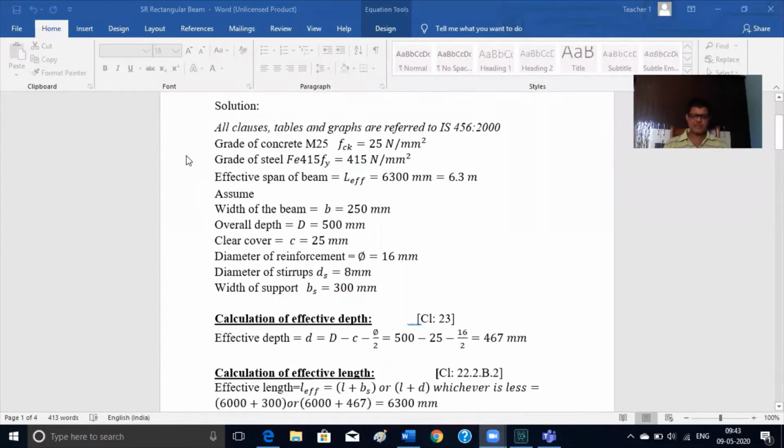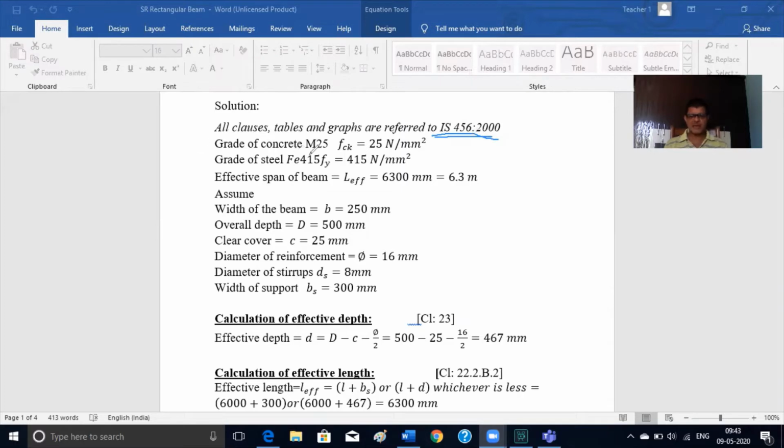Now, what is written here? All the clauses, tables, and graphs that you will find in this problem are all referred to IS 456-2000. So you should keep the code book IS 456-2000 while doing the design or while clarifying your doubts on the design concepts. All the guidelines or the Codal provisions will be followed in the design.